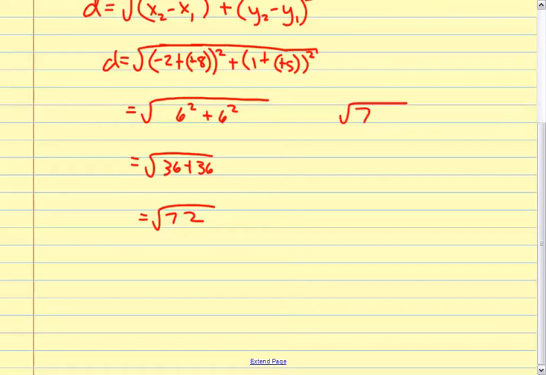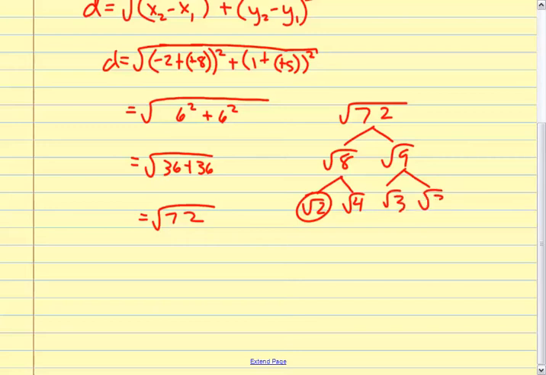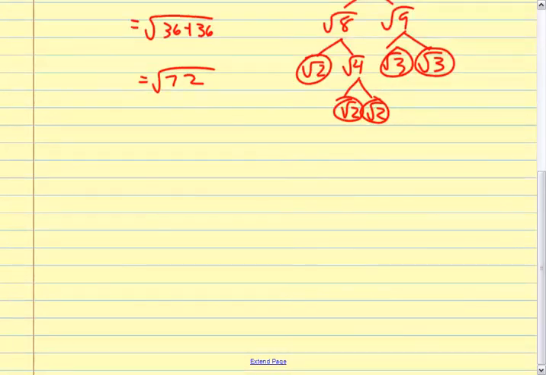So the square root of 72 is equal to the square root of 8 times the square root of 9. This is equal to root 2 times root 4, circle root 2. This is root 3 times root 3, circle both those. And that's root 2 times root 2, circle both of those. All right, now I'm done. Now remember, I'm just going through simplifying a radical, okay? This is root 2 times root 2 times root 2 times root 3 times root 3, all right?